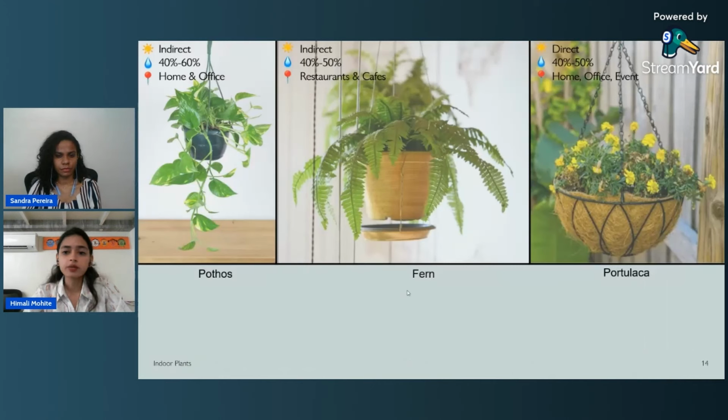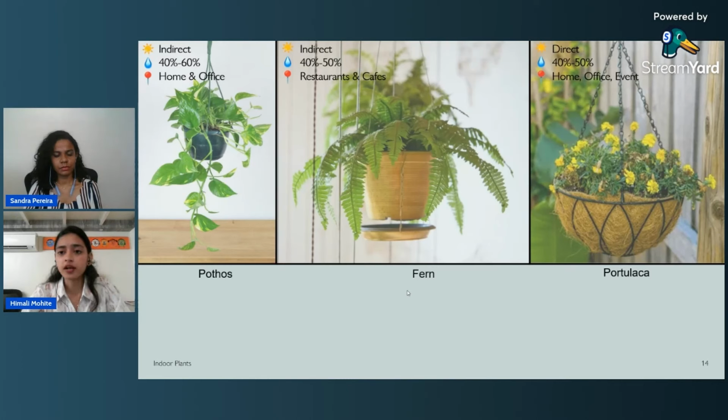So these are the examples of a few hanging plants like pothos, which is also known as a money plant, which requires indirect sunlight and about 40 to 60% of moisture, and it can be suitable for placing at homes and offices. Then we have fern plants, which also require indirect sunlight and about 40 to 50% moisture content. And these are suitable for placing in restaurants and cafes to give an aesthetic appeal.